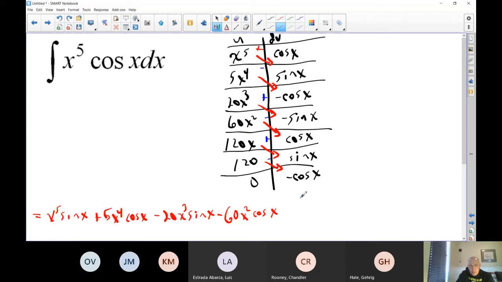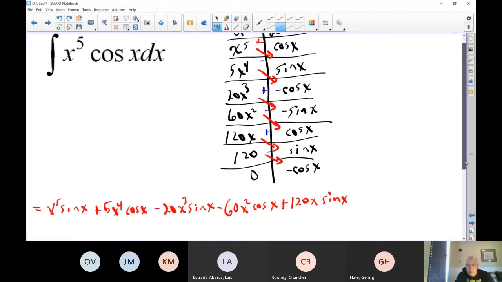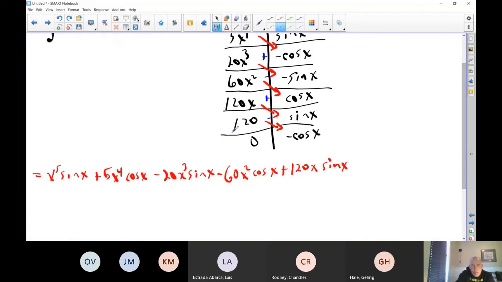Then multiply these two together, which will be positive. And it's a positive pair, so it's going to be a plus 120x sine of x. Here, one left to go. Last one, I multiply these two together, which would give me a negative answer, but it's a negative pair, so it's going to be plus, and that will be 120 cos of x.